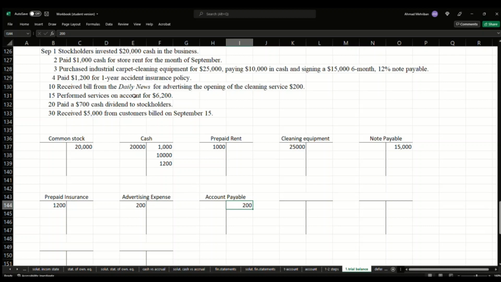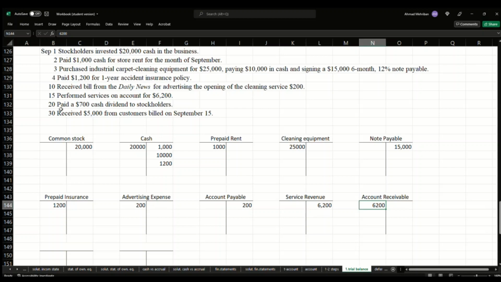September 15th, we performed services on account. So we provided service, and that we have to recognize on the credit side of service revenue, 6,200. And we performed it on account, meaning that our customers owe us money. And that's my asset, 6,200.